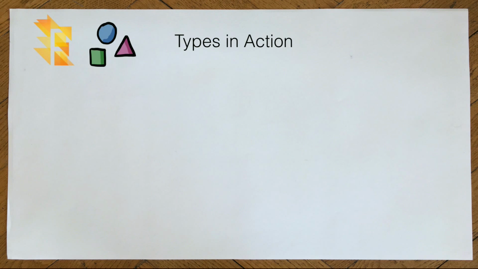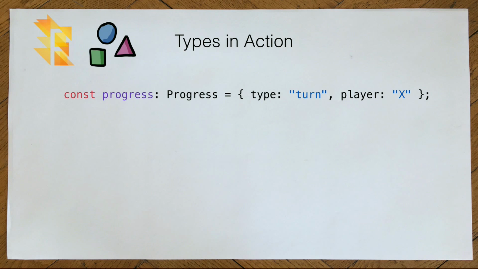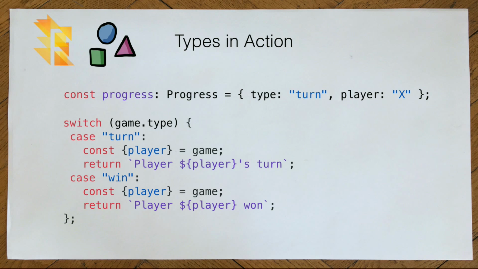So let's see this in action. Just imagine we instantiate a progress object. I just add this annotation so we can make sure that the type checker realizes this is this type. So we have a progress object which has type turn and player X. And this is okay, this will type check. And then we use a switch, which we always find in a reducer function also. And here, why is this game? This should be progress. The type checker would have found this error, by the way.